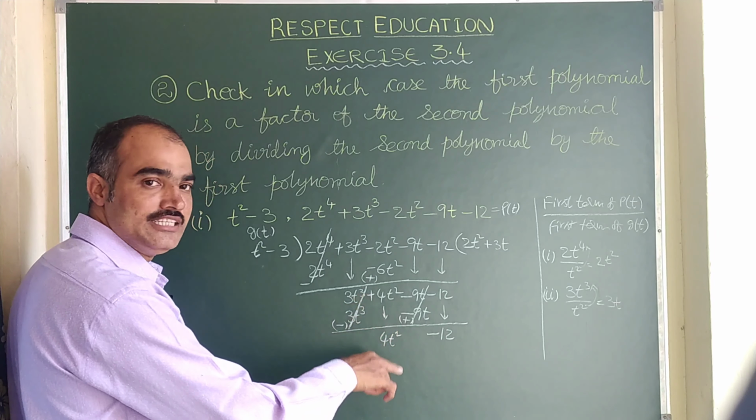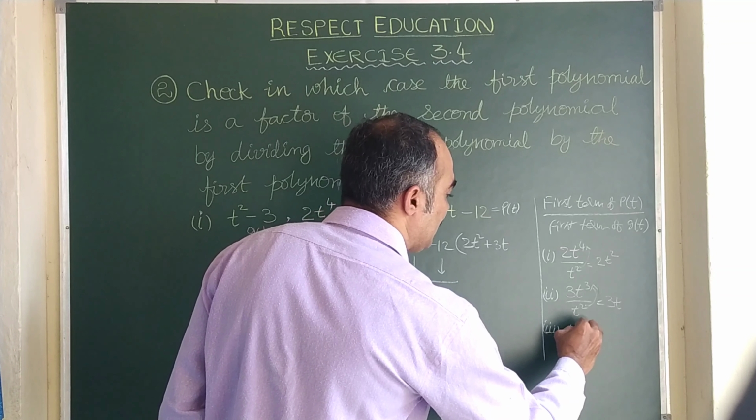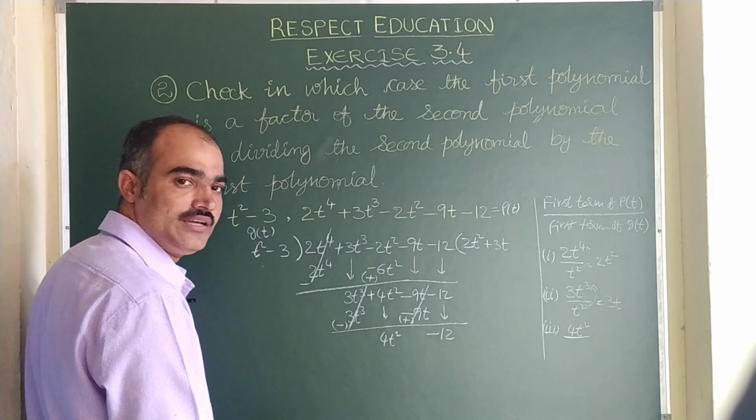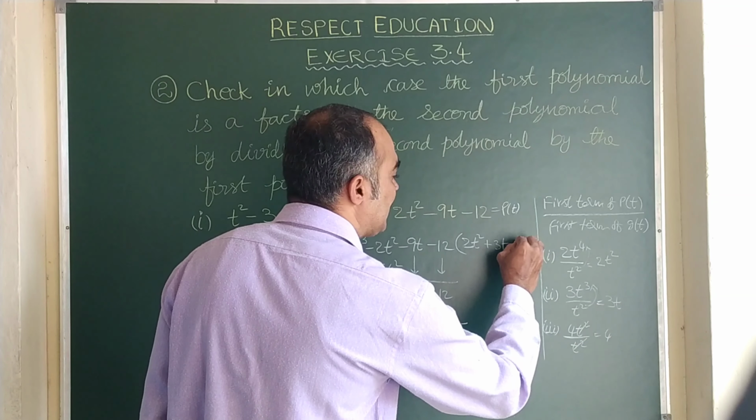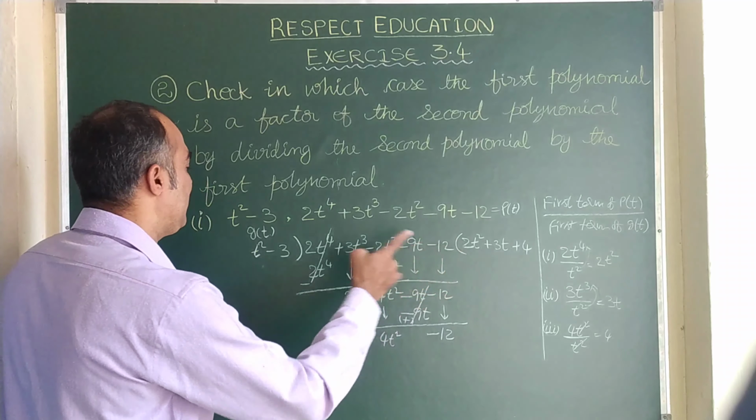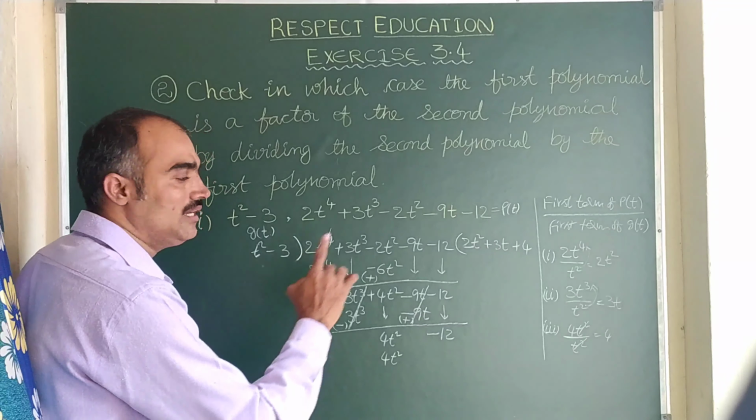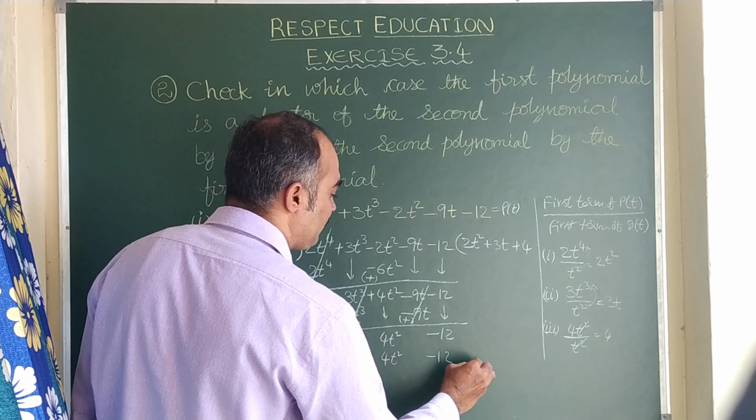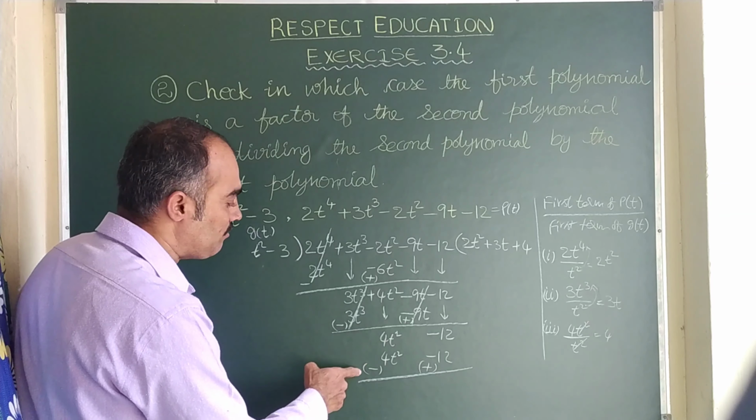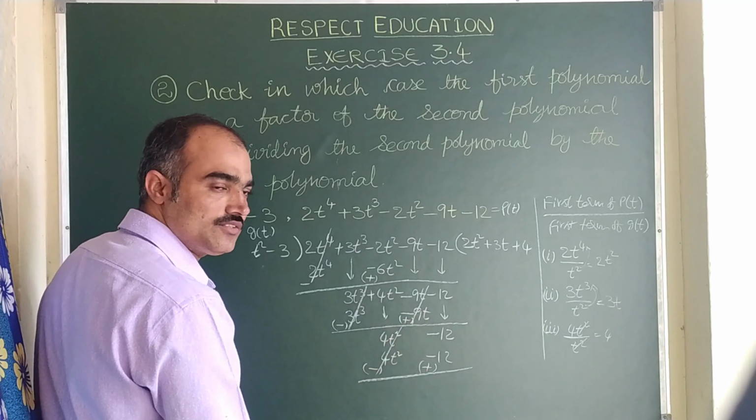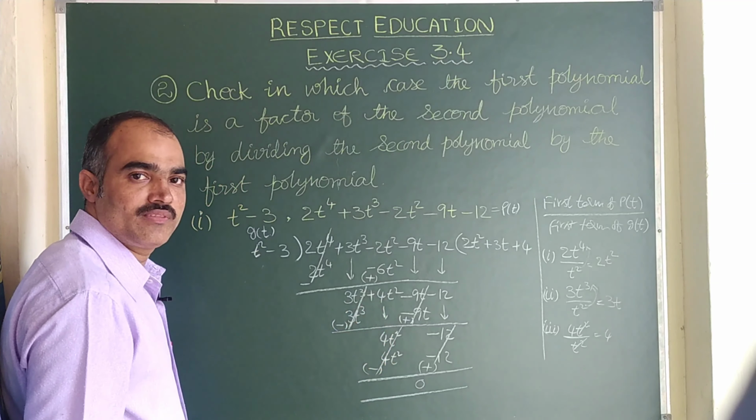Now again at this stage what is the first term? 4t square. 4t square by here t square. t square gets cancelled. Here we will get 4. So let us write 4 here. 4 into t square is 4t square, minus into plus is minus, 4 threes are 12, so it is minus 12. On subtraction let us change the symbols, plus 4t square minus 4t square get cancelled, minus 12 plus 12 also get cancelled. So finally here you get 0, right?